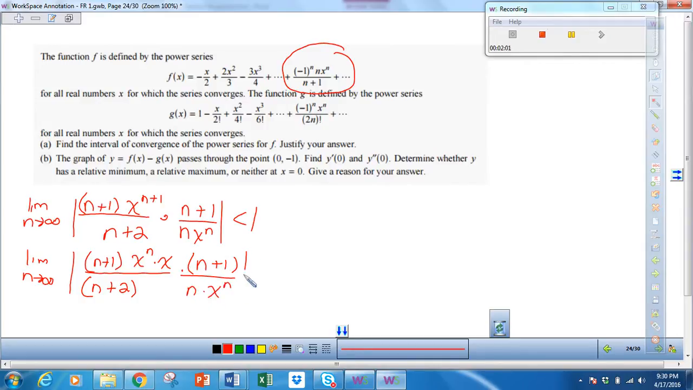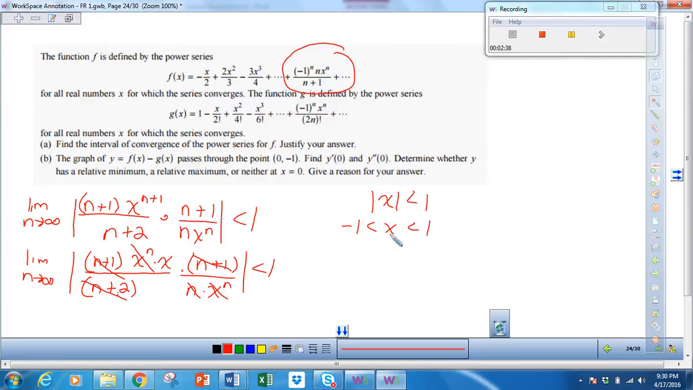Okay, so one of the things you need to know is that as we go towards infinity, n plus 1 and n plus 2 look the same because the 1 and the 2 are negligible. So 1,000,000,001 looks the same as 1,000,000,002 as we go towards infinity. So then I can cancel both of those out. The same thing for n and n plus 1. As we go towards infinity, they look the same. So that cancels and that cancels. So we're left with the absolute value of x is less than 1, which means that -1 is less than x is less than 1.